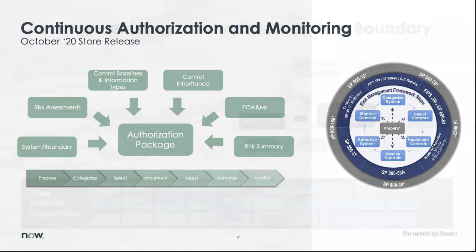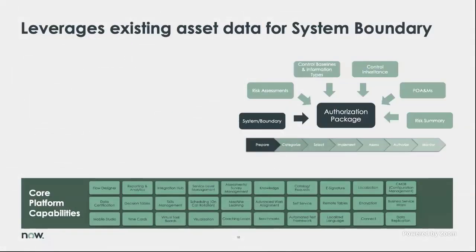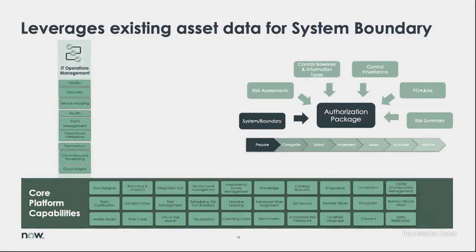So that said, let's start with some of the main activities that have to be done, right? The first thing in the prepare step is you have to define your system or authorization boundary, right? And that includes being able to scope out how data flows, how things are connected to each other, which ports are open. And for that, we have these products in ServiceNow, right?